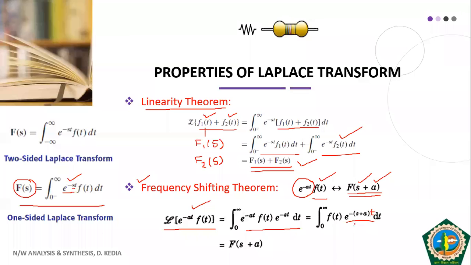Okay, so we have e raised to power minus (s plus a) into t. So apart from minus and t, we have s plus a. So in the answer, we will get F of (s plus a). So this is our frequency shifting theorem or frequency shifting property.